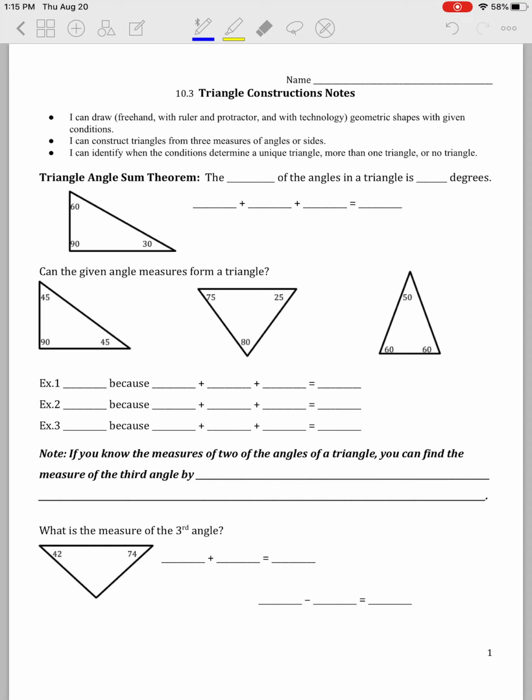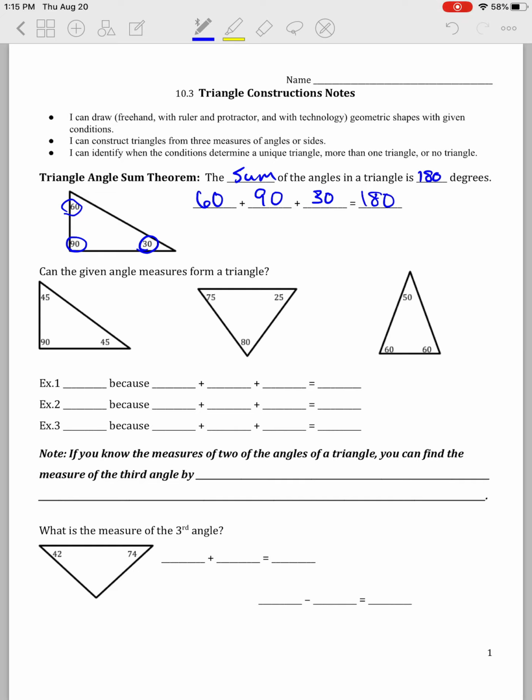So, first off, let's talk about the triangle sum theorem. What this means is that the sum of the angles in a triangle is 180 degrees. Now, it may sound difficult, but it really isn't. What you simply do is take your angles and add them up. 60 plus 90 plus 30 equals 180 degrees. Therefore, that means it's a triangle.